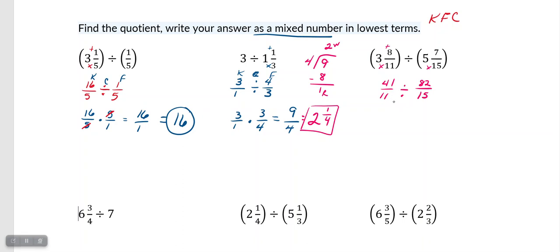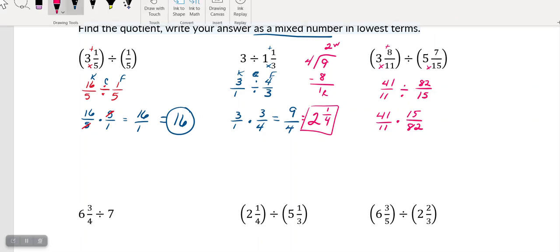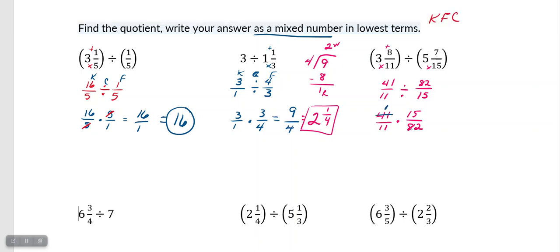Okay, now this is where I'm going to keep, flip, and change. I'm going to have 41 over 11, change division to multiplication, and I'm going to flip the 82 over 15, making it 15 over 82. And then I'm going to look, will anything cancel? If you look just right, you'll notice that 41 and 82, 2 times 41 is 82. So 41 will go into 41 one time, 41 will go into 82 two times.